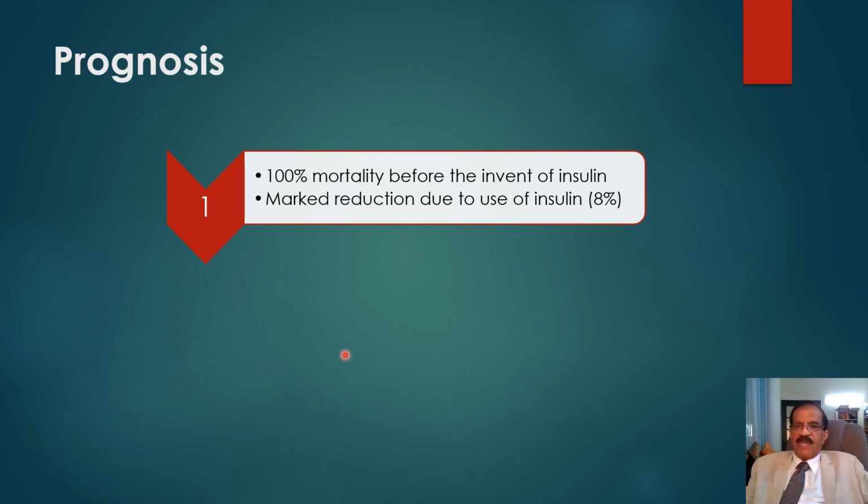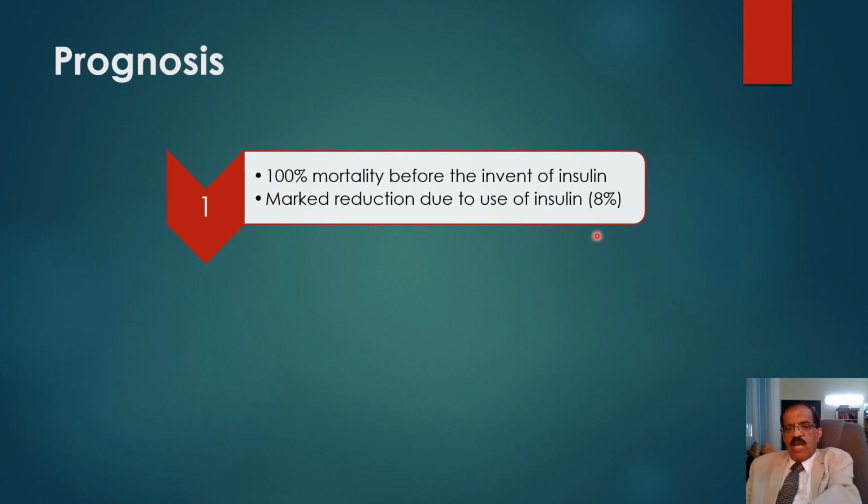Prognosis: there used to be 100% mortality before the invention of insulin. Insulin was invented in 1920, almost a century ago. So before the discovery of insulin, in fact, there used to be 100% mortality. And there has been marked reduction due to use of insulin.